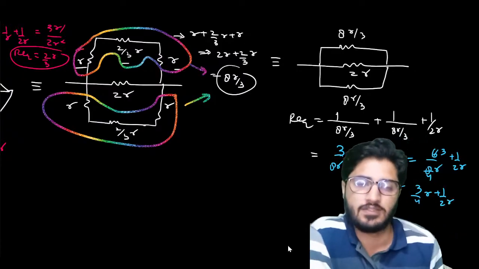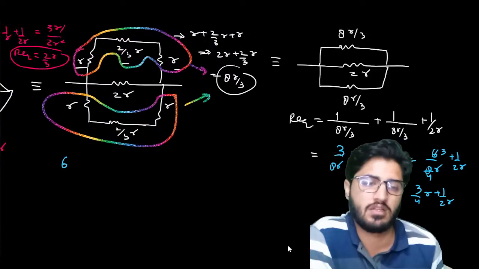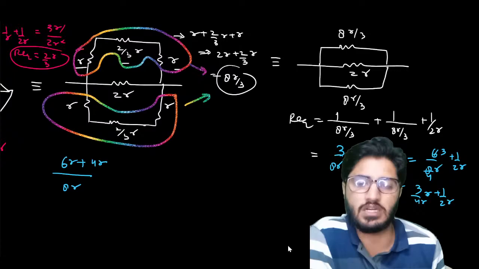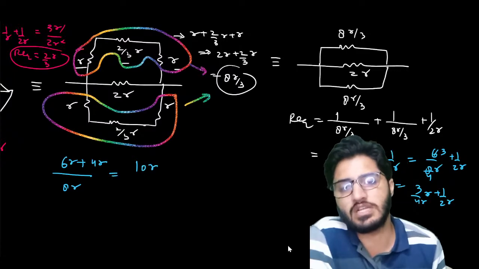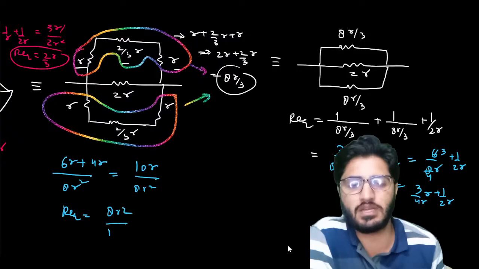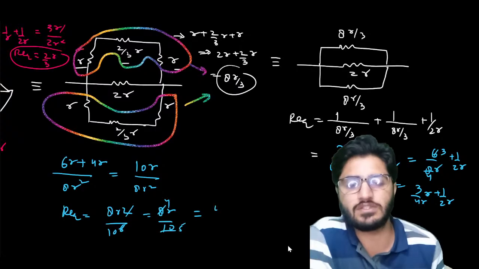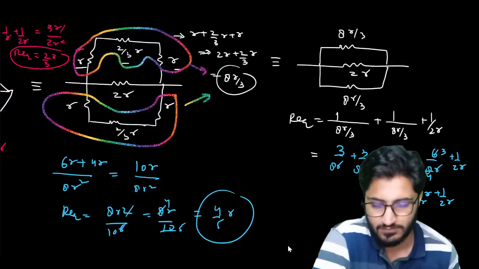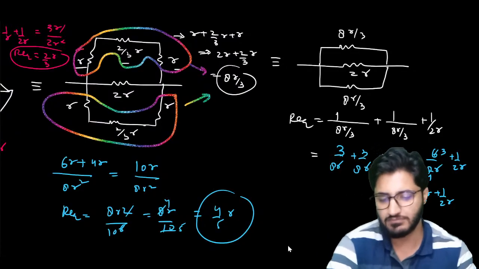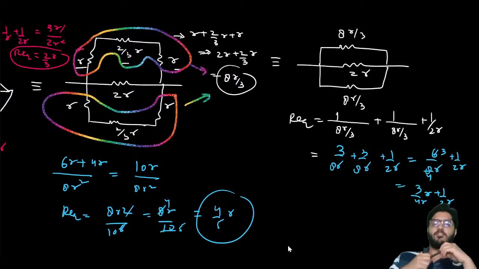Okay. So it will be 6. R is here. It will be 6R plus 4R, 10R. So it is 10R over 8R square. So my R equivalent came out to be 8R square by 10R. Cancel out, it will be 8R by 10. 2 fours are 8, 2 fives are 10. My answer is 4 by 5 times R. I guess this one is correct, no? Recheck this one. 4 by 5 times R.